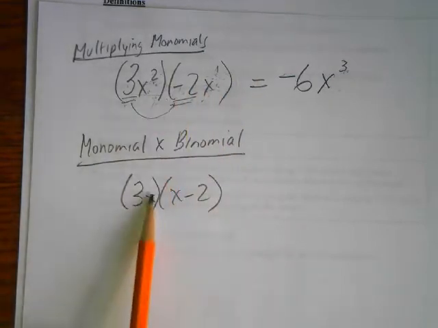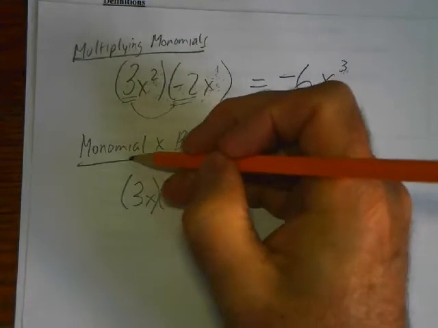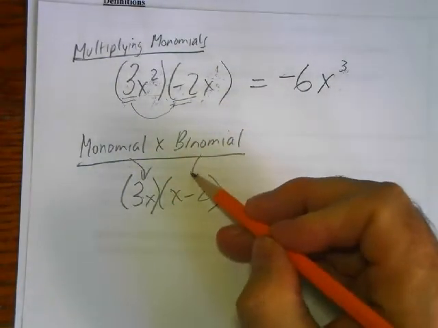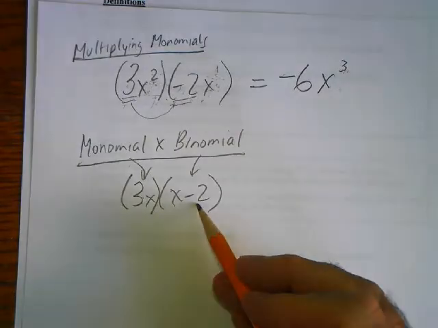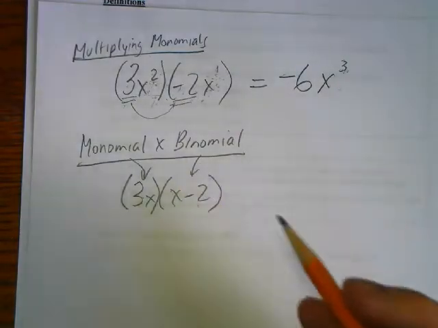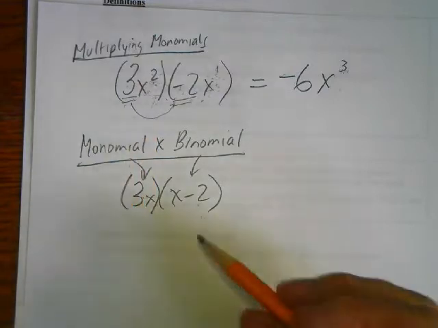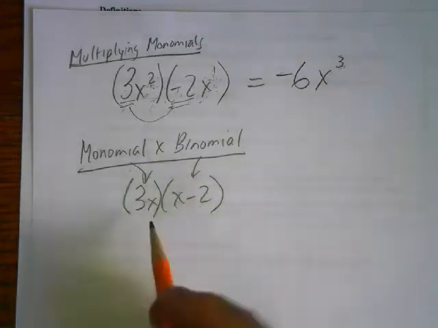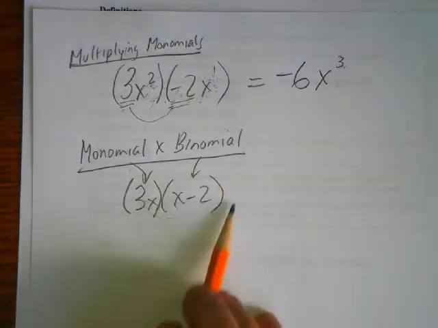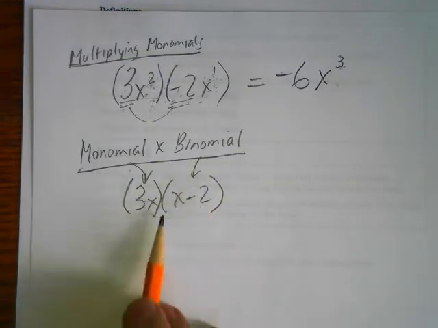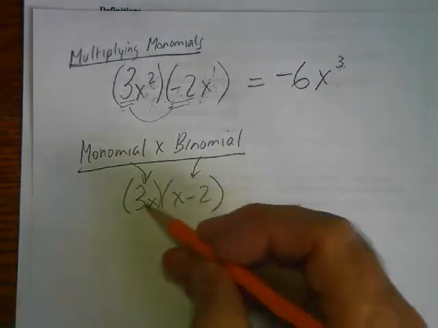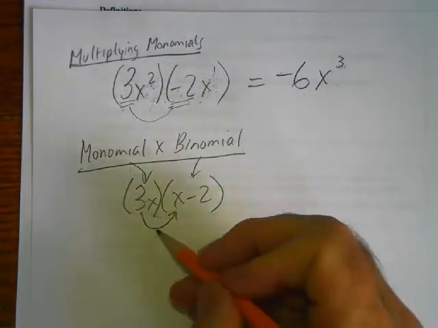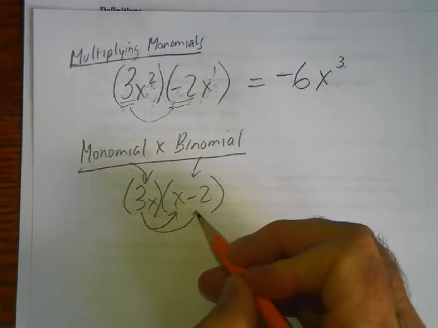It's just the sign of one of the terms. So in this case, you can see this clearly is one term, and this is two terms because we have x and a minus 2 or negative 2. So in this case, it's going to be a little different. What I usually like to do is draw some arrows. So this 3x is multiplying with this whole x minus 2. You could say it's multiplying with each part. So first of all, I'm going to multiply the 3x with the x, and then I'm going to multiply the 3x with the negative 2.